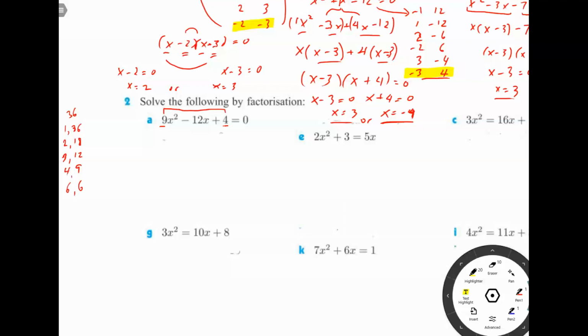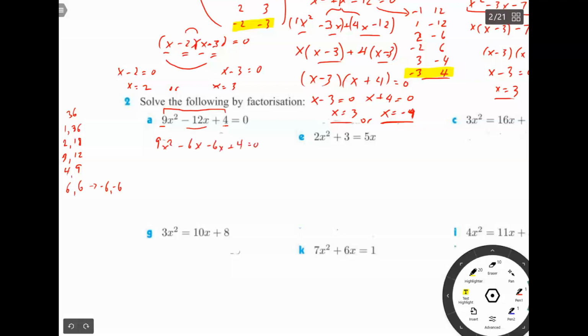And now we look and say, okay, which one of these pairs, when added together, gives us negative 12? And we can see that negative 6 paired with negative 6 gives us negative 12. Okay, so let's go ahead and substitute negative 12x with negative 6x, negative 6x, and see what we get. Negative 6x, negative 6x plus 4.